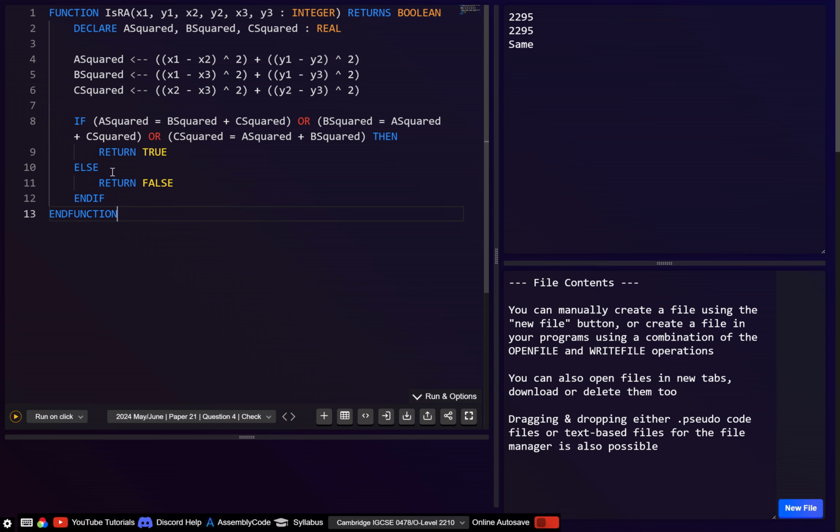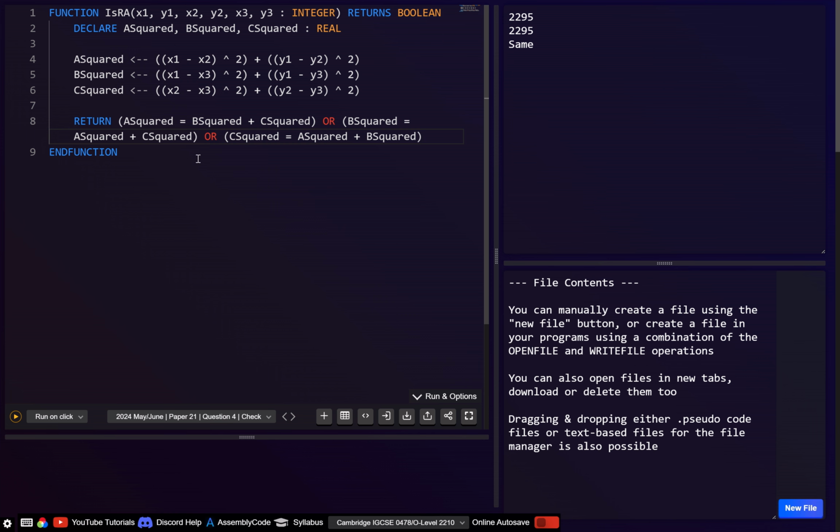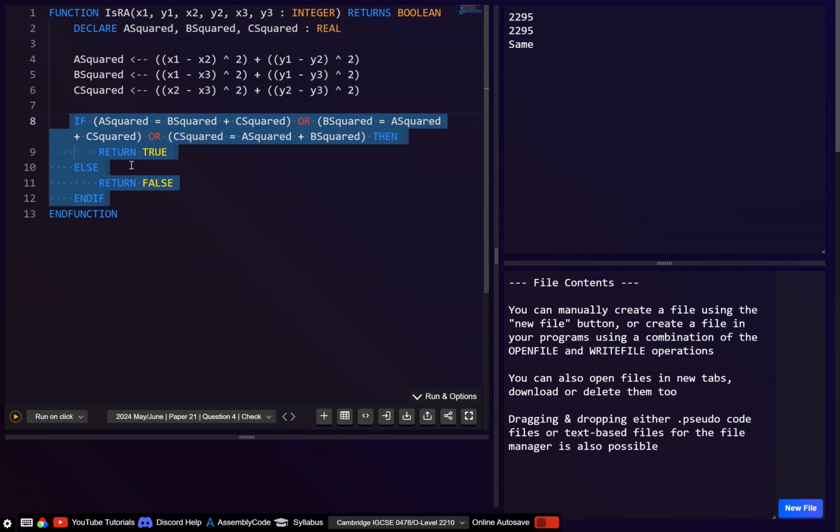Now, to be honest, you could use this if statement like this, but technically you could just write return and then return this expression. Because it just evaluates to a Boolean, if it's true it returns true, and if it's false it returns false. But I think in the exam they like you to be a little bit more explicit, so I think just use an if statement, really.